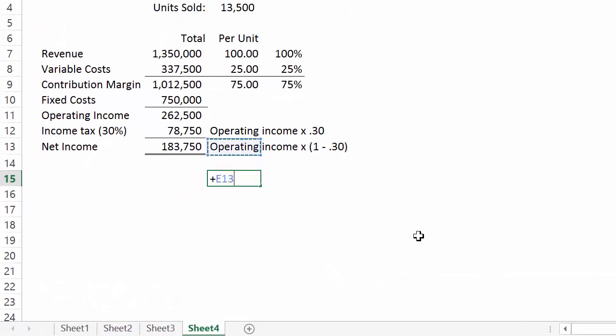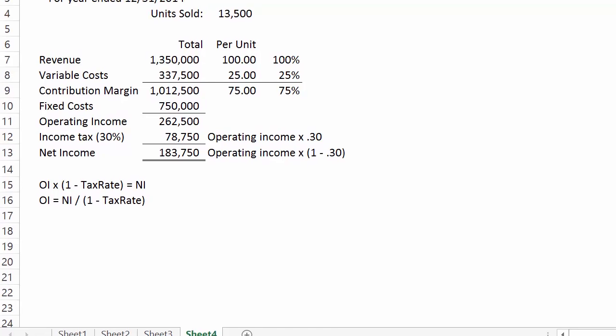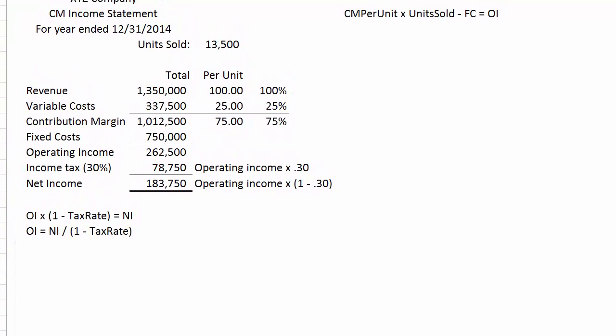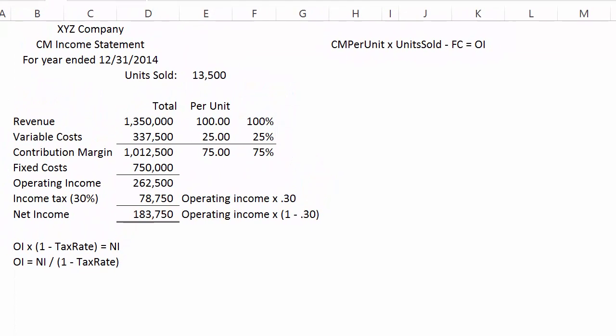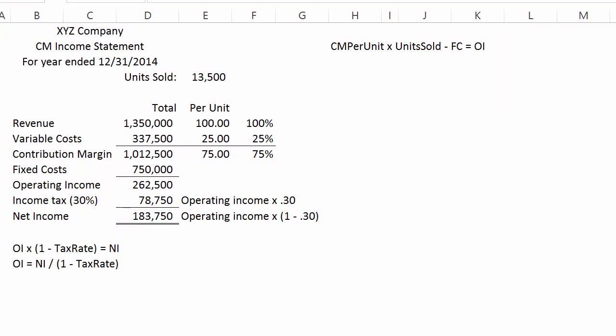So let's just try that. Let's take our operating income times 70%, and that gives us our $183,750. If operating income times 1 minus the tax rate equals the net income, then by dividing both sides by 1 minus tax rate, we end up with the equation operating income equals net income divided by 1 minus the tax rate.